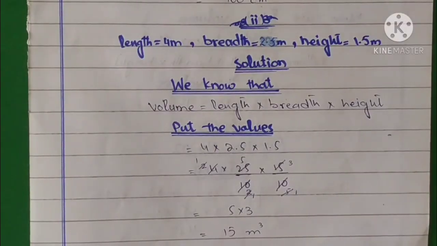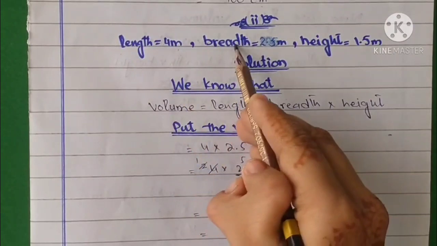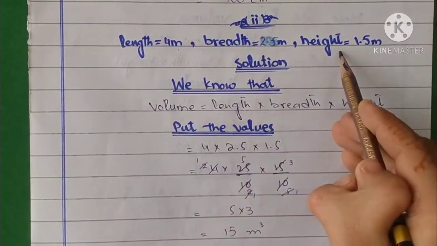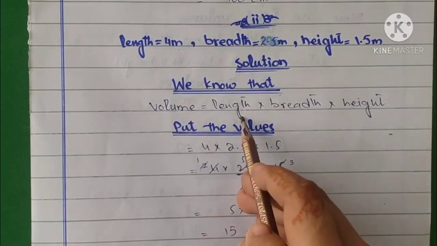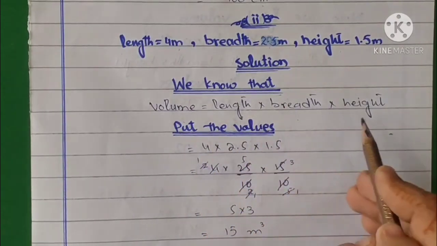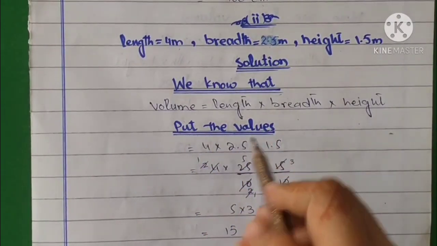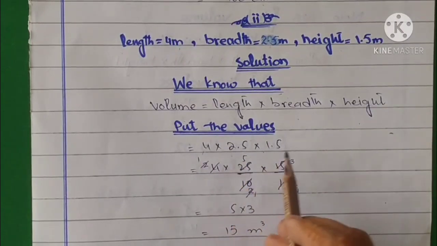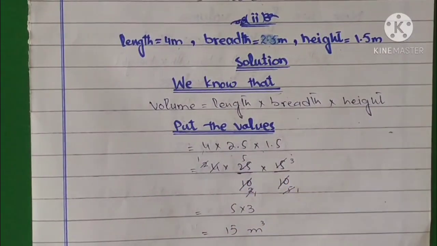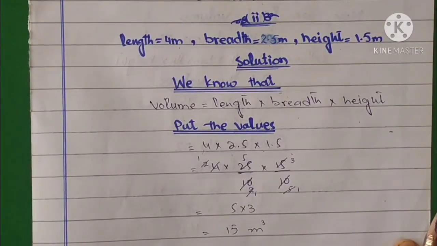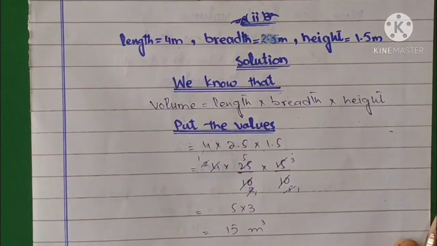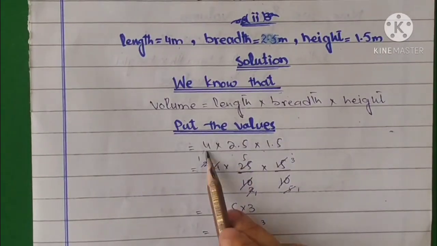Now, second part of this question is length is equal to 4 meter, breadth is equal to 2.5 meter and height is equal to 1.5 meter. Solution is, we know that volume is equal to length multiplied by breadth multiplied by height. Now, we will put the values 4 multiplied by 2.5 multiplied by 1.5. Now, dear students, if you want to multiply directly, you can multiply them. Otherwise, you will remove the decimal point and simplify them.